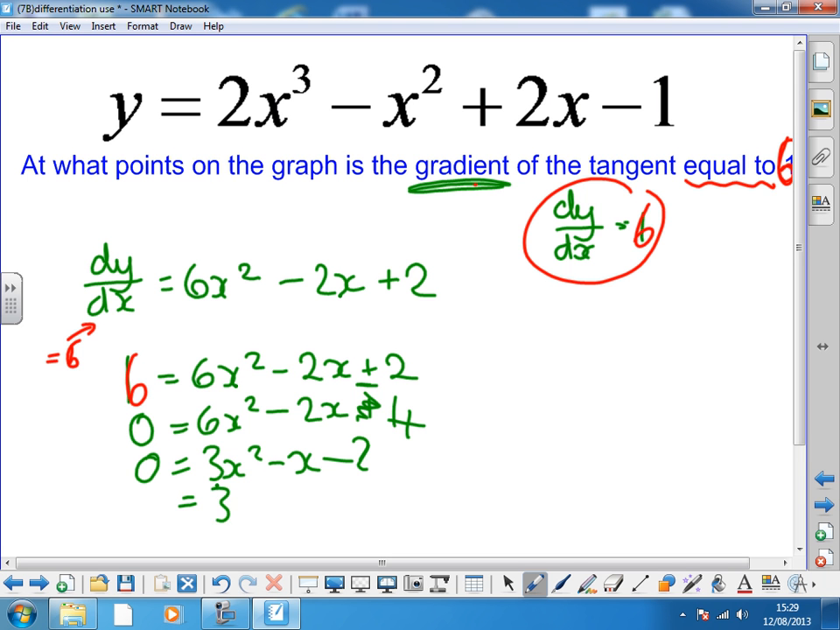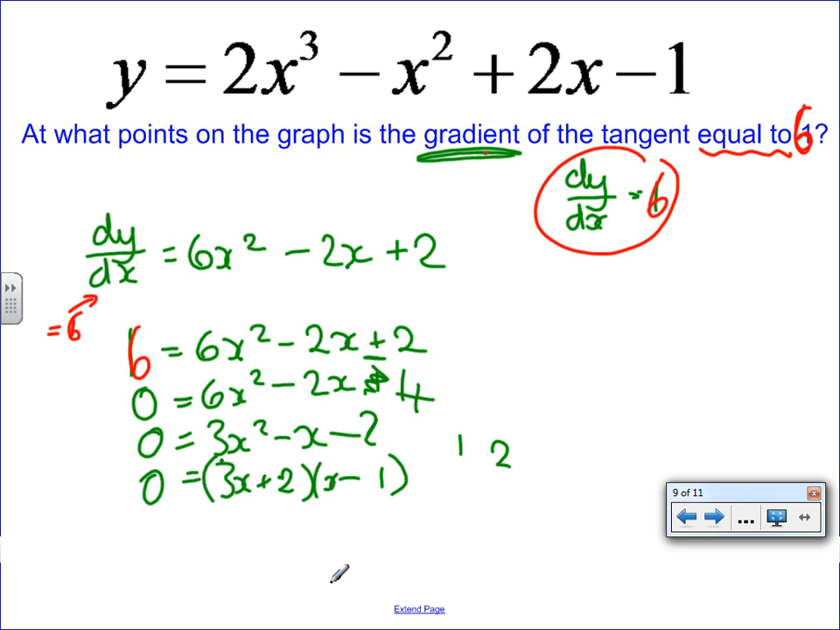So let's put 3x and x. We've got 1 and 2, we need to make minus 1, so we get minus 3 plus 2. 3x squared, take away 3, add on 2 is take away 1. So 0 equals that. That's a bit nicer, isn't it? Sorry about that, it was a bit disgusting what I had a minute ago. So 0 equals 3x plus 2, so x is minus 2/3, and x minus 1 is 0, so x is 1.